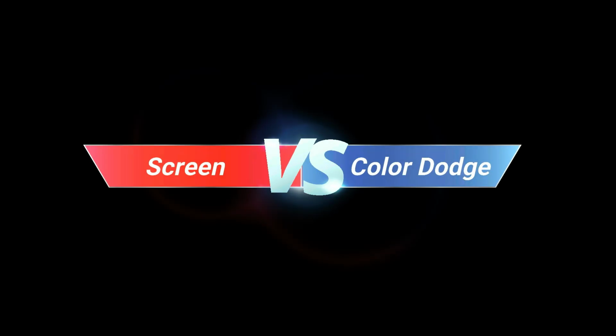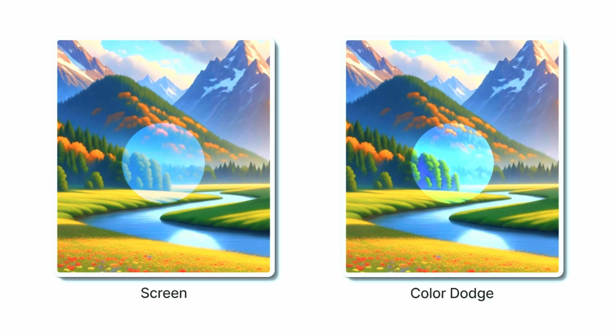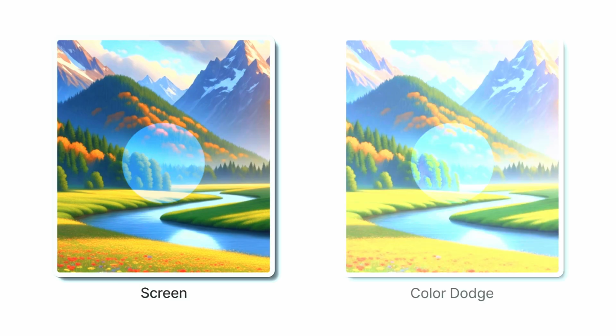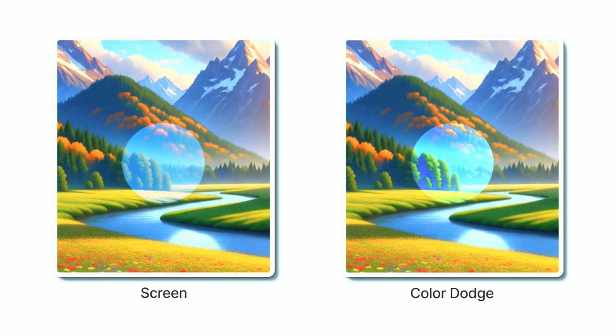Screen versus color dodge. Both brighten the image, but screen does it gently. It's predictable and good for soft effects like glows or hazy overlays. Color dodge is more extreme. It pushes highlights very bright and saturates colors, which can create a glowing, almost burned-in effect. It's great for strong light sources, but can easily blow out detail.